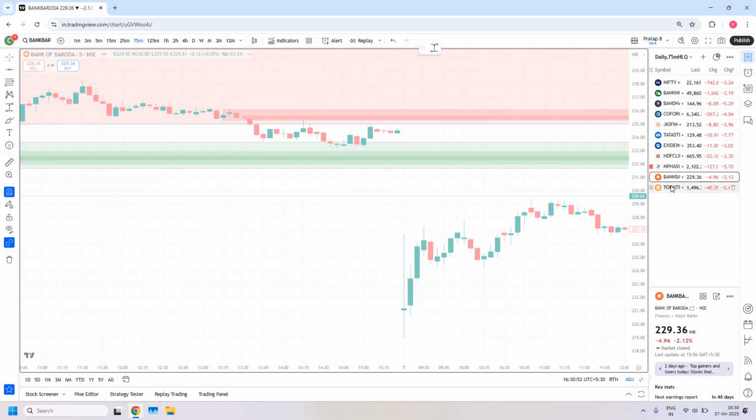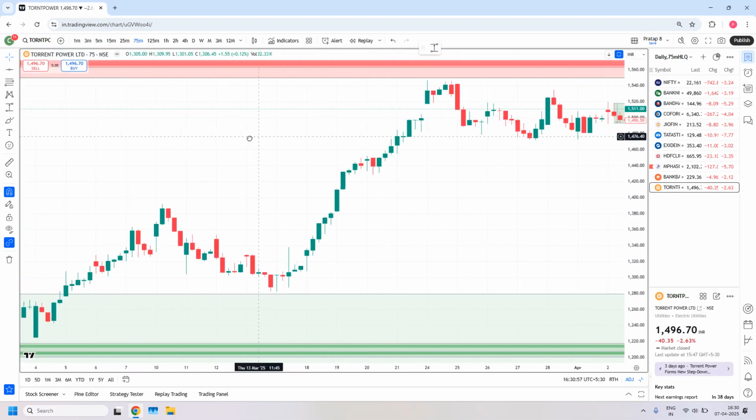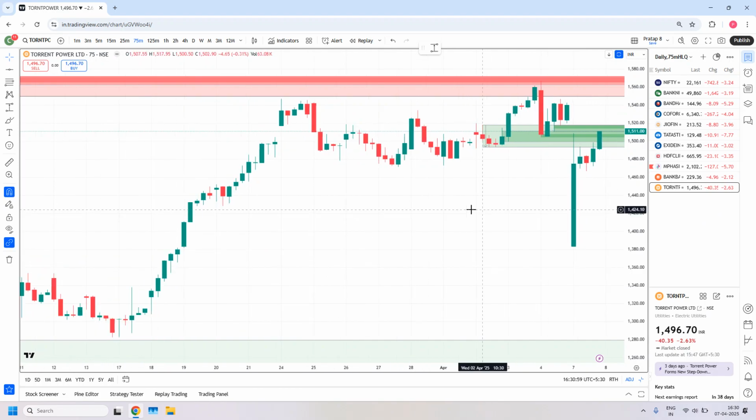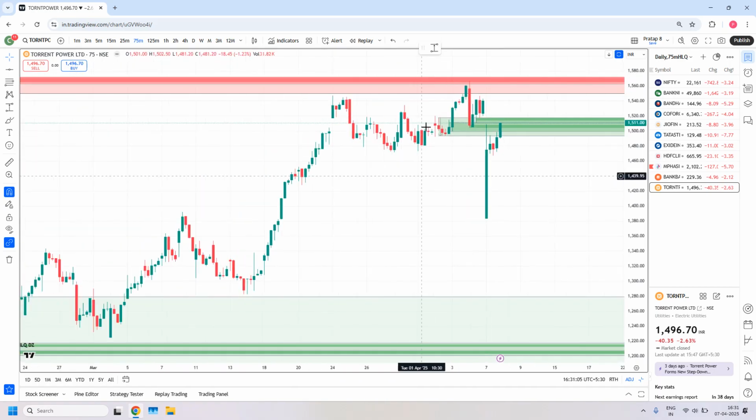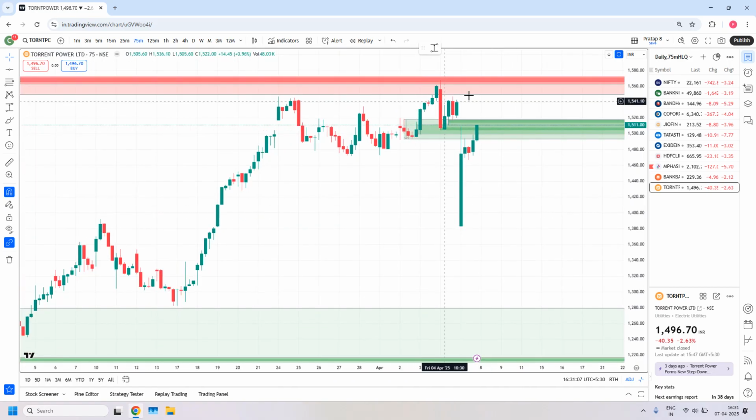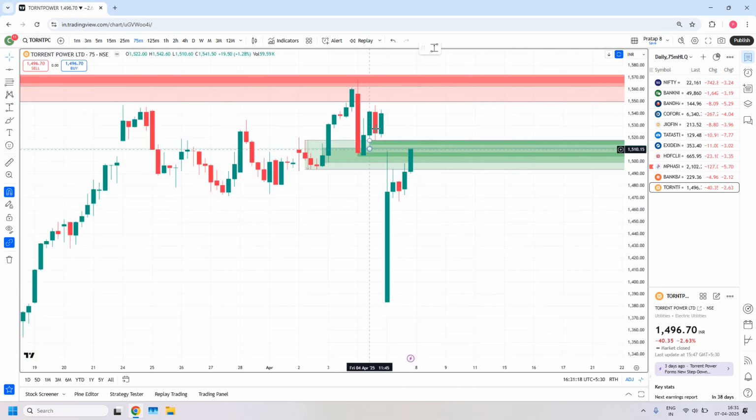This is Bank of Baroda and Torrent Pharma. Torrent Pharma is also a stock near the HLQ supply zone. Yesterday it was here, and this is already a fine-tuned, tested zone. We didn't plan in this zone, but price did go. Below we have a high liquidity demand zone. The stock is moving between both these zones, which means we may take trade opportunities on either side.